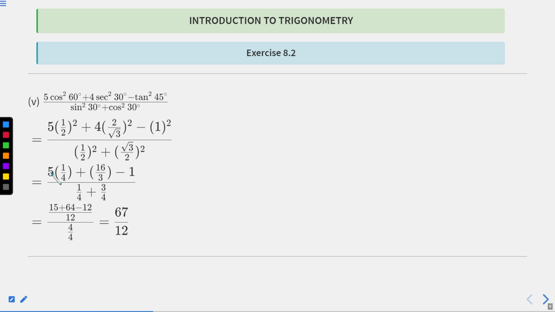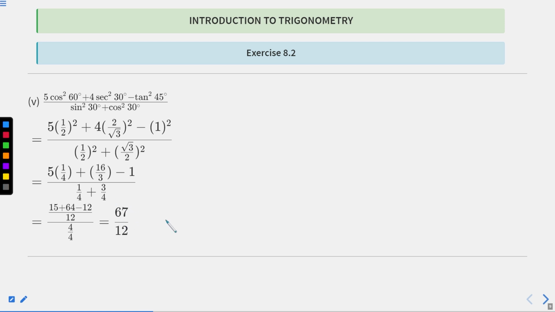Okay, so now in the numerator, if you take LCM, then you will get LCM is 12. So in the numerator you get 15 plus 64 minus 12 divided by 12, and in the denominator you can take LCM 4, so you will get 4 by 4. Okay, so if we simplify it, then you will get this is equal to 67 by 12. Okay, so this is equal to 67 by 12, and this is our final answer.